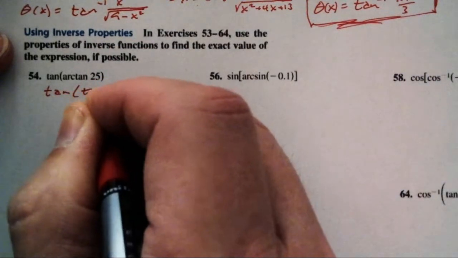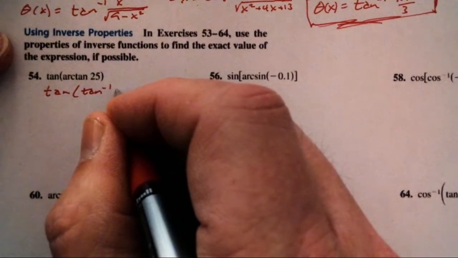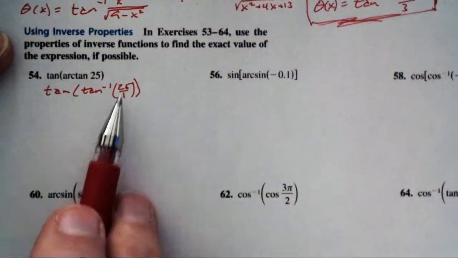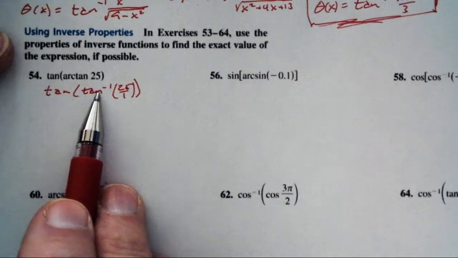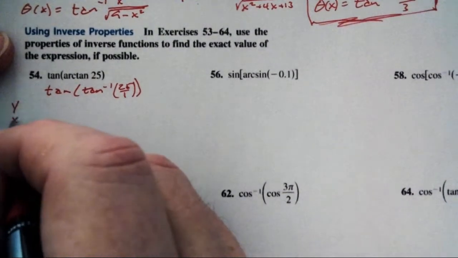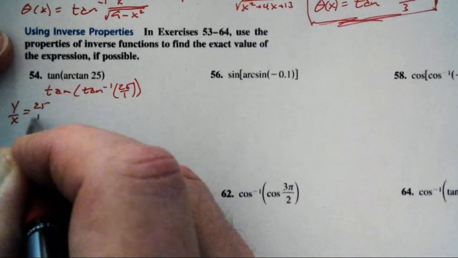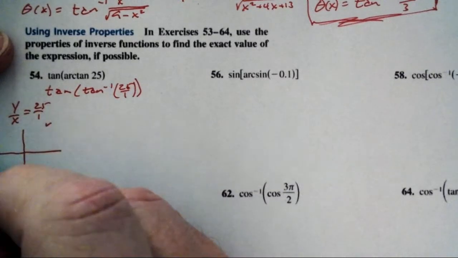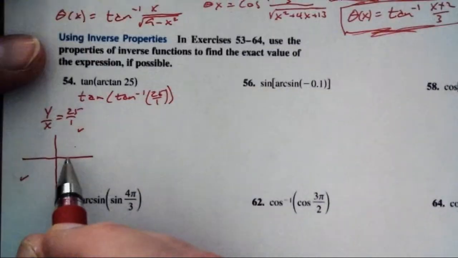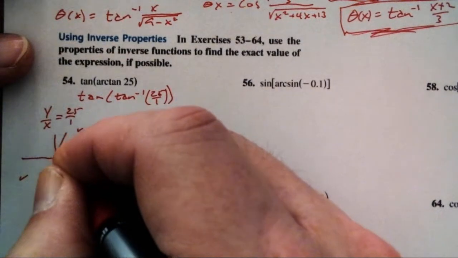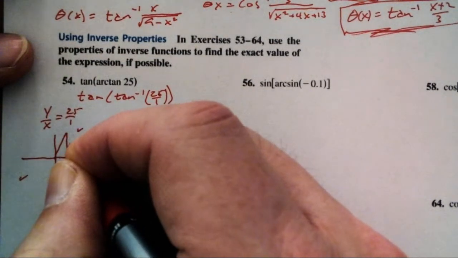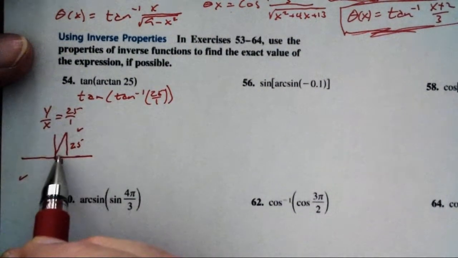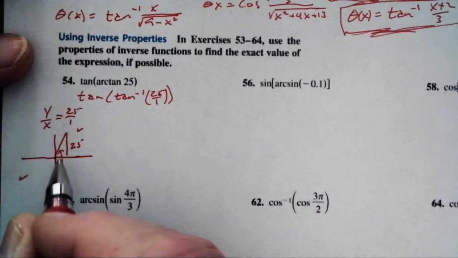Tangent of tangent inverse of 25 on 1. This is a ratio. It's going to become an angle. But this is the y on x ratio, 25 to 1. And tangent is positive in the first and third quadrant, so we would choose first, it's closest to 0. So I want a y on x, this isn't even near scale, y on x of 25 to 1. And sometimes we want the hypotenuse. But here's our angle theta.